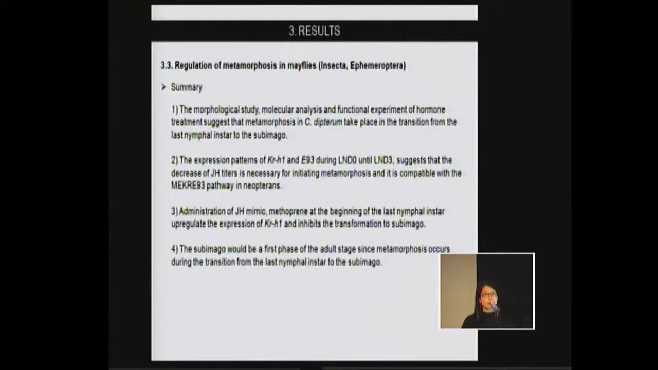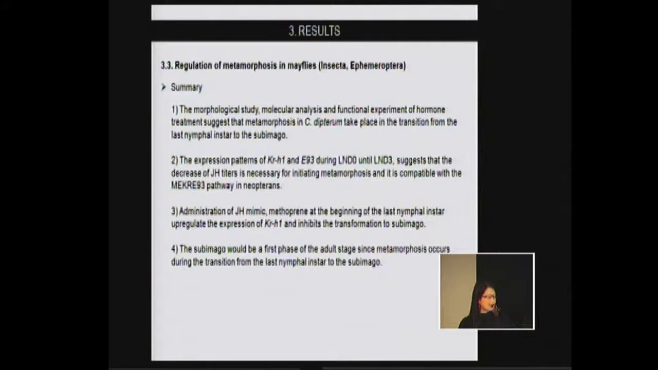MEKRE93 pathway, because you see the decrease of Krüppel and the increase of E93 during that period. And the administration of the juvenile hormone mimic methoprene at the beginning of the last nymphal instar can upregulate the expression of Krüppel homolog 1, and methoprene can inhibit the formation of subimago.